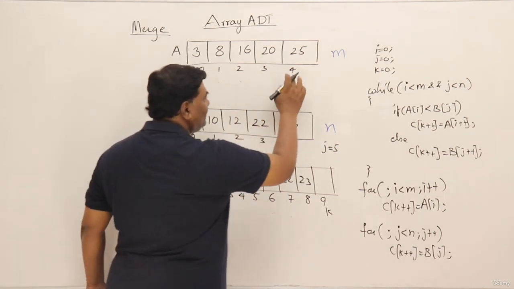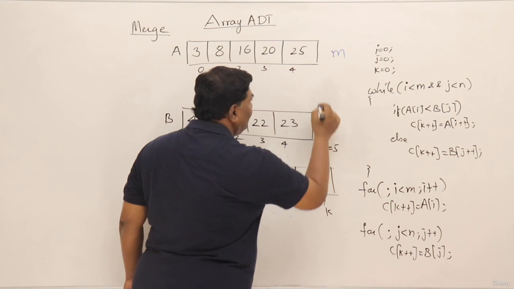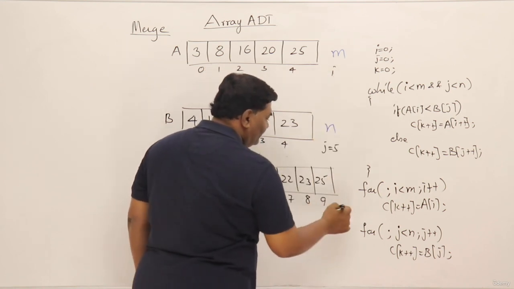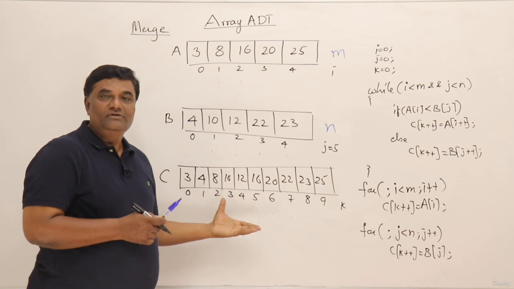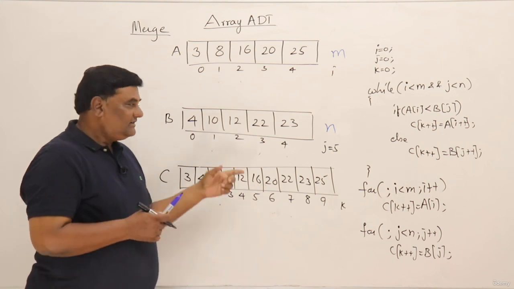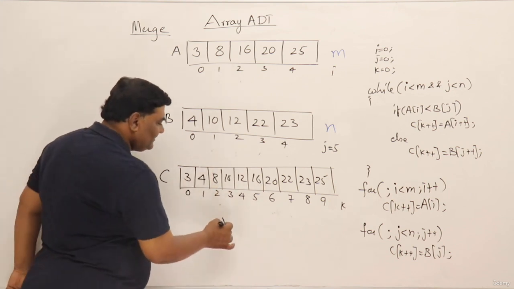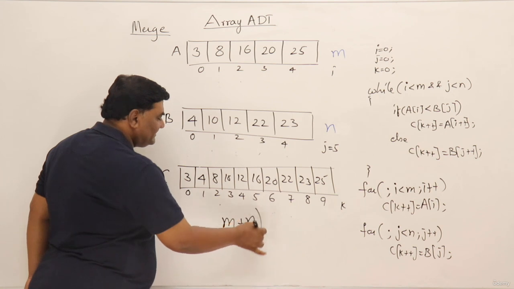So at last I will copy that 25 also here, and move i and k also, and stop. We have combined two sorted lists into a single sorted list. And this single sorted list has a total of m plus n elements.